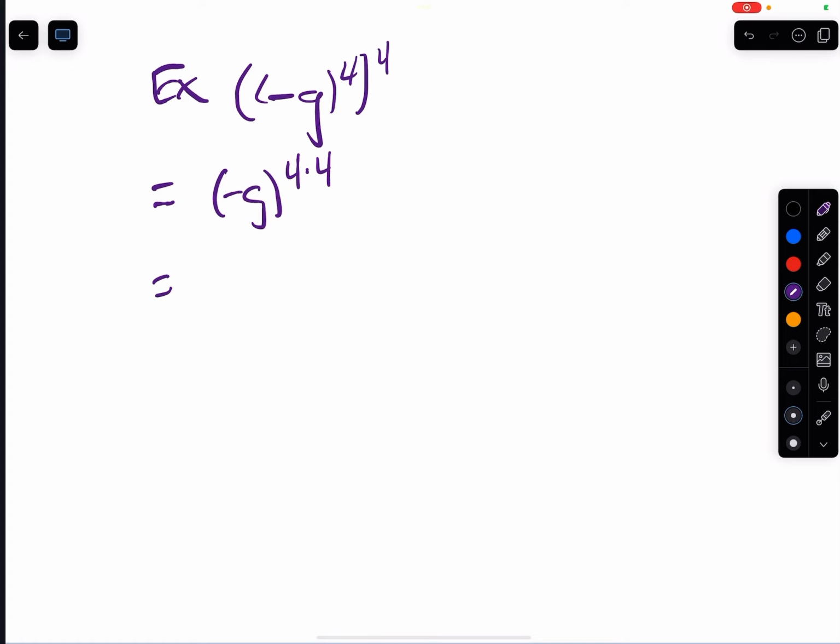What if we have negative g raised to the 4th power and that quantity raised to the 4th power? Well, we know that we have a common base, negative g, raised to the 4th power. So we have 4 factors of negative g, and then we have 4 factors of negative g to the 4th power. So that allows us to say negative g to the 4 times 4 power, which is negative g to the 16th power.